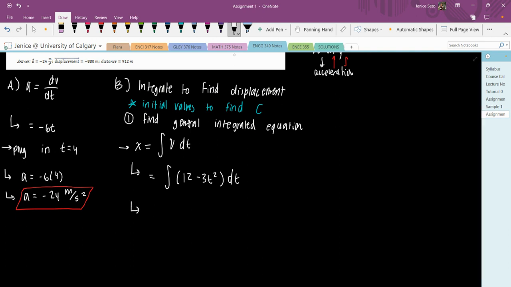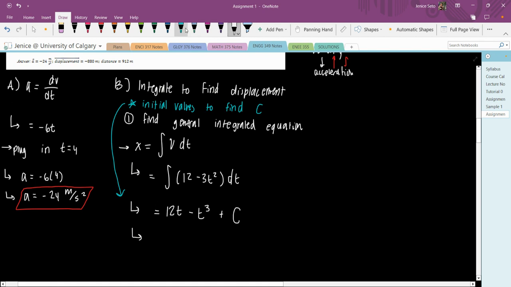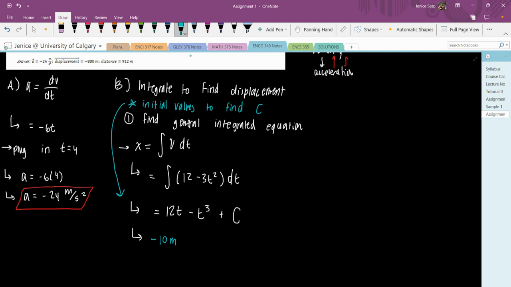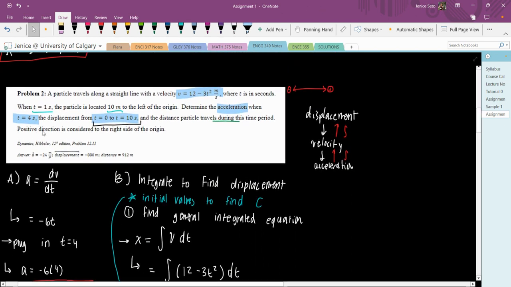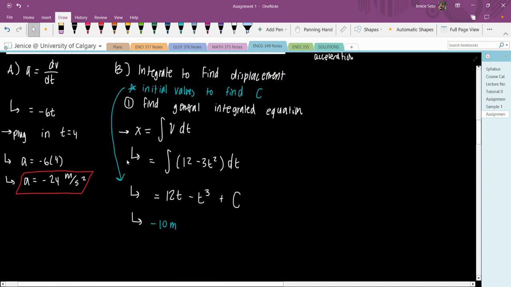And as we keep going, this is going to give us 12t minus t cubed, and this is going to have some constant in there. So we need to find that constant because it's still going to be important to solve our equation. And this is when our initial values come into play. So when we plug in those initial values, we know that our displacement was negative 10 meters, right? Because we established with our system up here that the positive direction is to the right. And since we're starting from the left, that means we are going to have negative 10 meters.